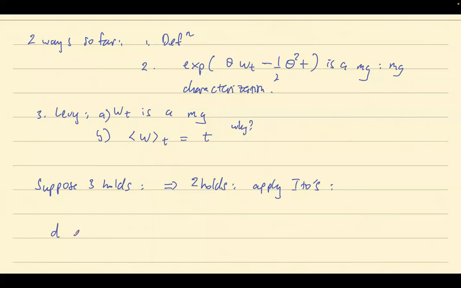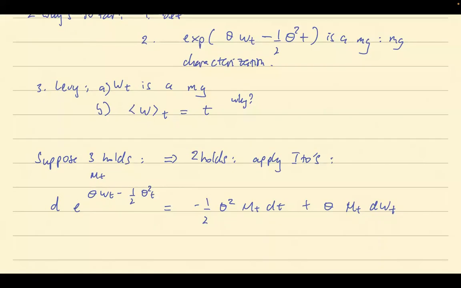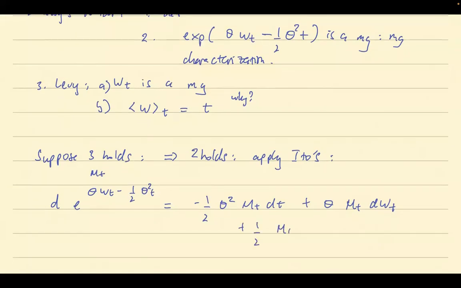So d of this guy is what? Let me call this M_t. First, differentiating with respect to t gives us minus 1/2 theta squared M_t dt. Differentiating with respect to W_t gives us theta M_t dW_t. And differentiating with W_t again, the second derivative is 1/2 theta squared M_t, and now d quadratic variation of W.